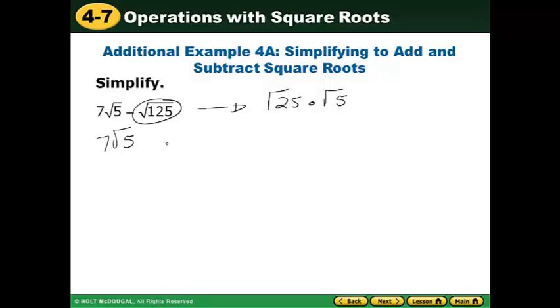So this will be square root of 25 is 5. So this will be 5 times the square root of 5. So now I can put this here for square root of 125. So this will be minus 5 square root of 5. Now that they both have the same radicand, I can just go ahead and subtract them. So 7 minus 5 is 2 square root of 5. Okay?